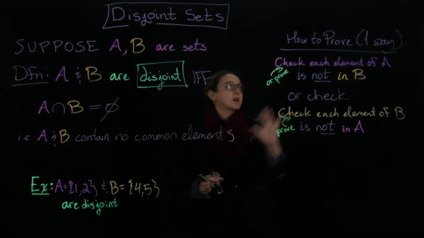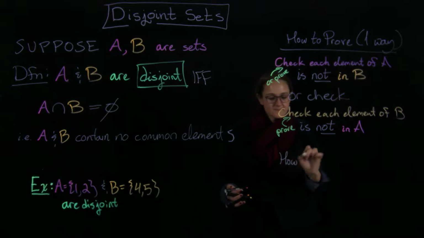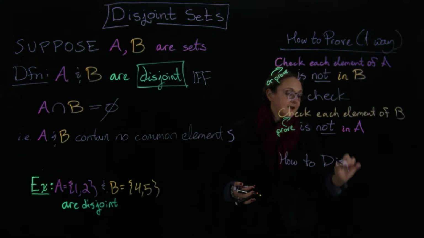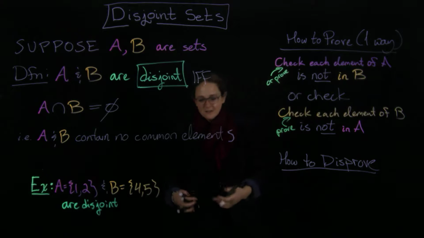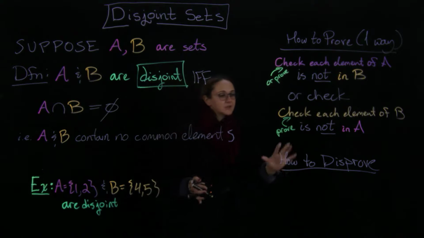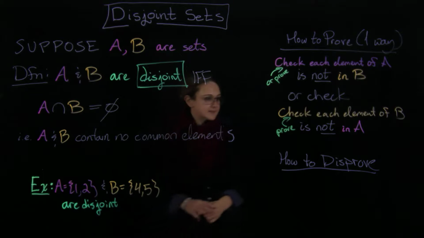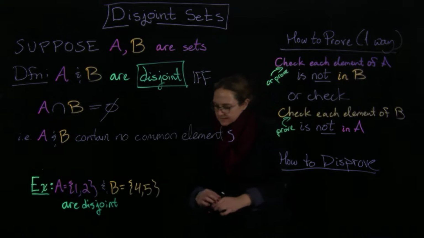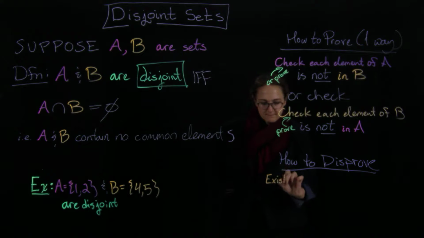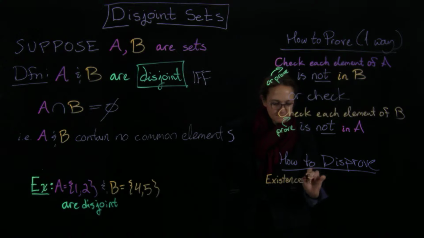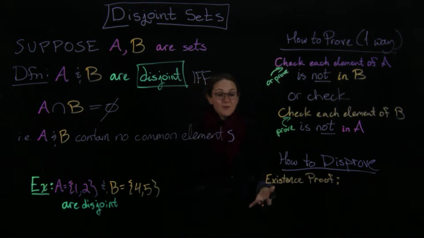Now, how to disprove? Now it becomes an existence thing. There it was a for all statement, so you really had to look a little bit more there. So how do we disprove? We find a common element. This becomes an existence proof. So show there exists a common element between A and B.